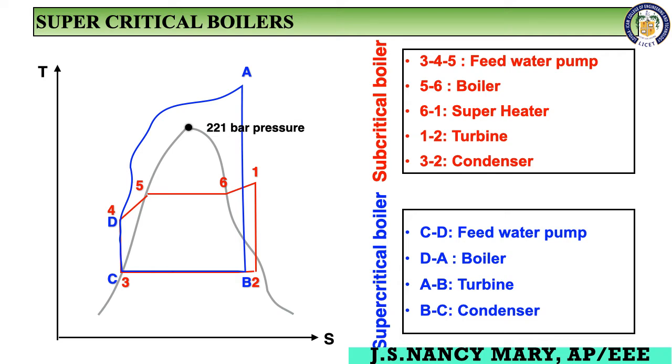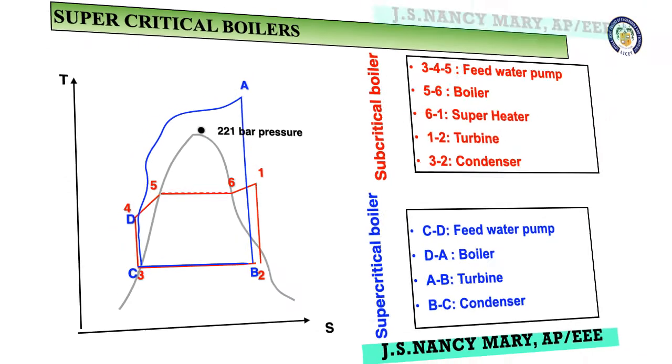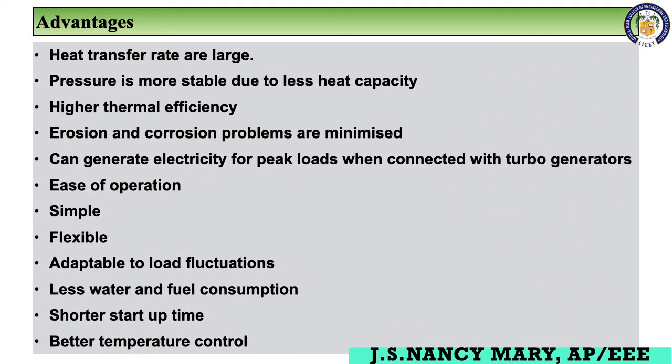Because it is a supercritical boiler, we will have high temperature steam. What are the advantages here? Of course, the main advantage is that the efficiency will be increased, the erosion and the corrosion of the boiler will be avoided, and we have better temperature control. So these are the advantages of the supercritical boiler.